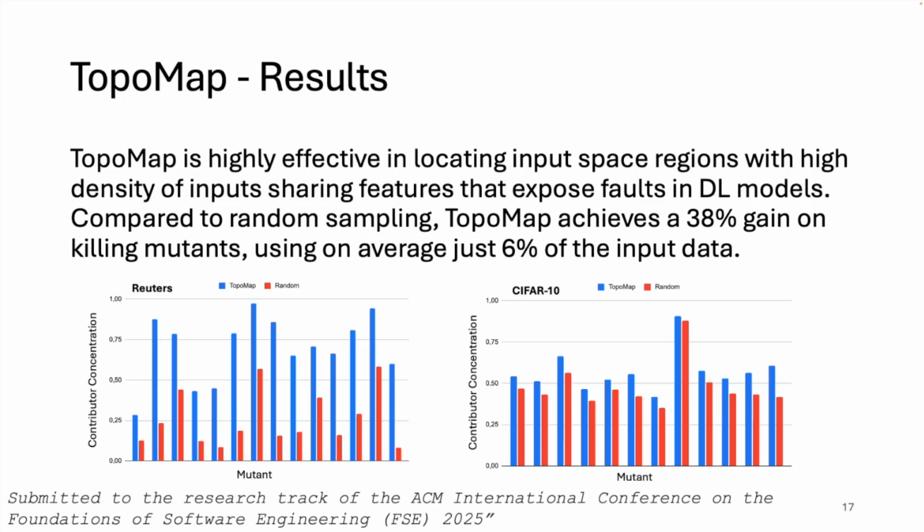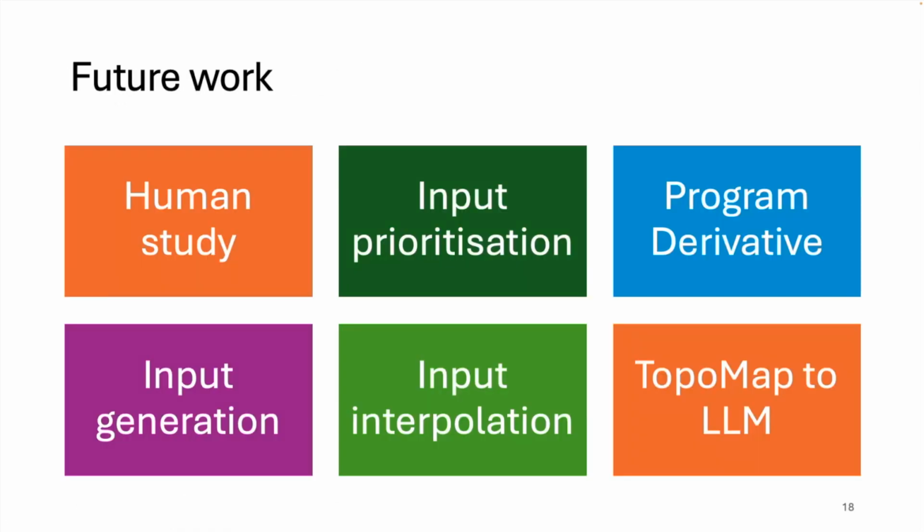So we see that TopoMap achieves, on all domains, on average almost 40% gain on the killing mutant, and uses just about 6% of the original test data to achieve that performance. These results have been formalized in a research paper, which has been submitted to the FSE conference, Foundations of Software Engineering, for next year.